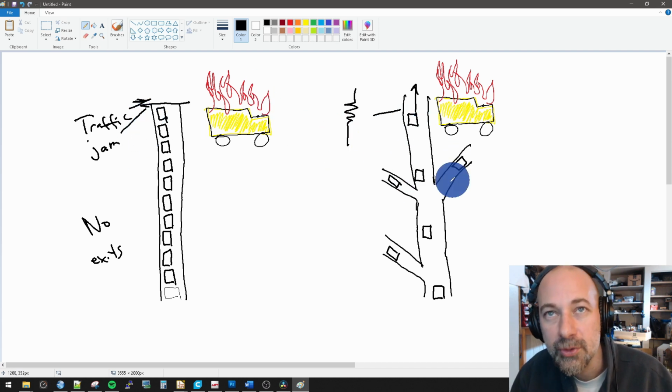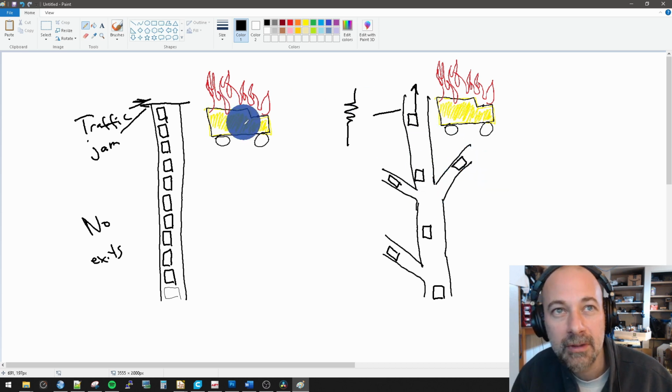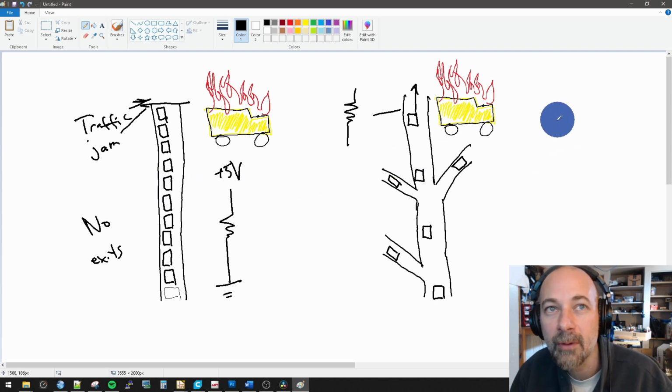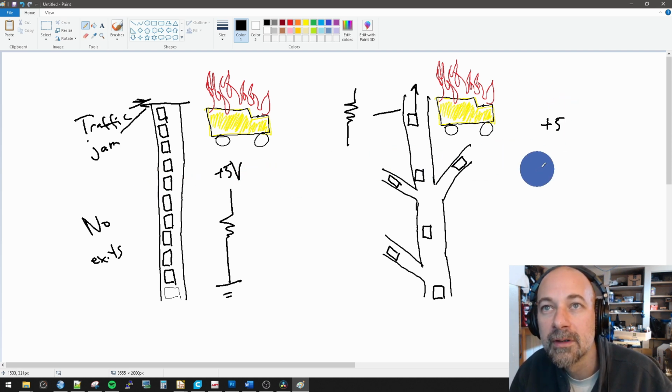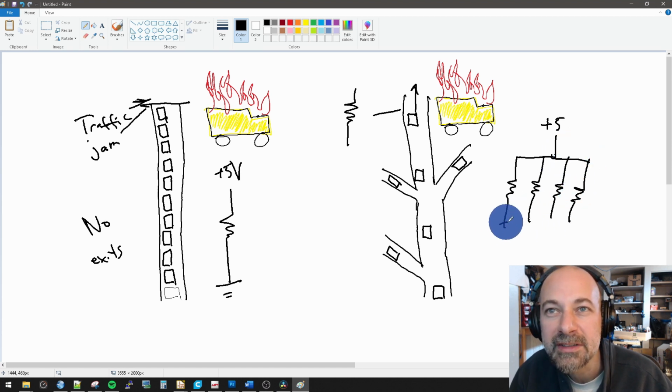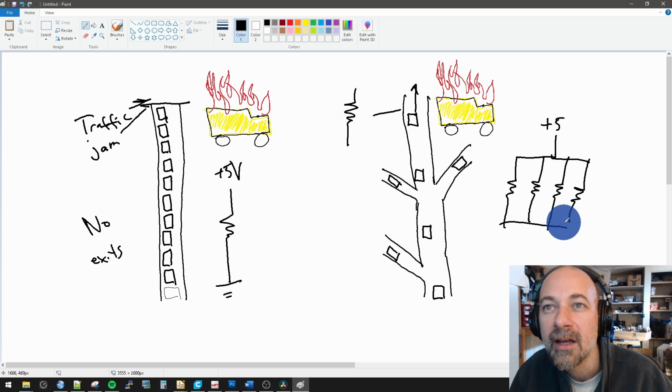And we could draw this situation electrically. So we'll say plus 5 volts. Why not? And we have 1 resistor and ground. And that's this one on the left. And then on the right, plus 5 volts. And we have resistor number 1, number 2, number 3, and number 4. Yeah, those kind of got nasty. All right, and we'll ground these.